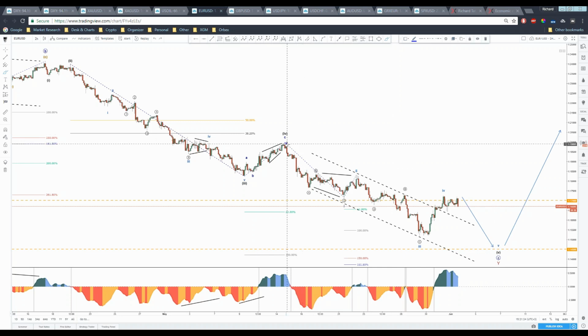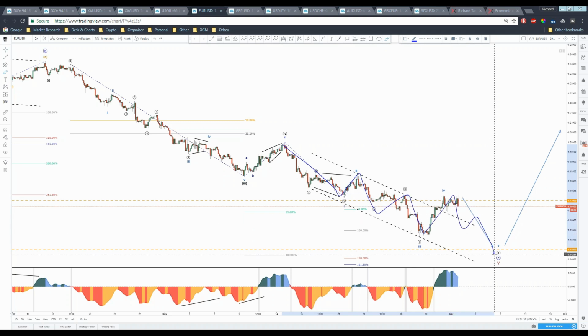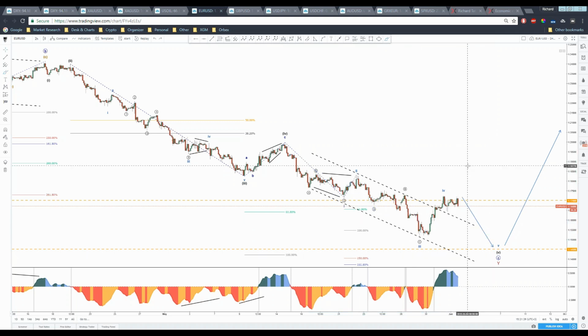Now the way I'm labeling this piece right here is in an ending diagonal in a channel with an ABC in each piece, in each wave. So we have 1, 2, 3, 4, and then we would be looking for this, right? We'll see if that happens today.